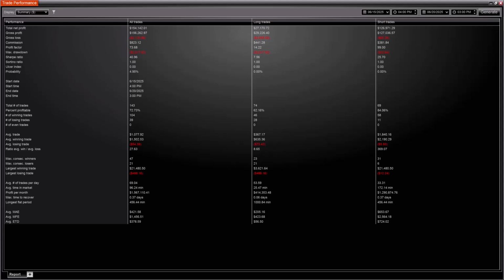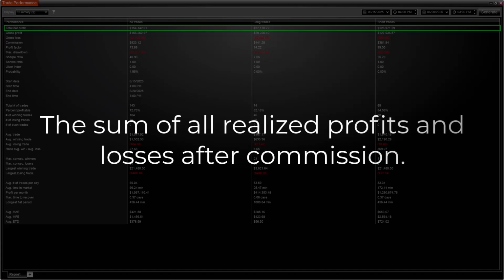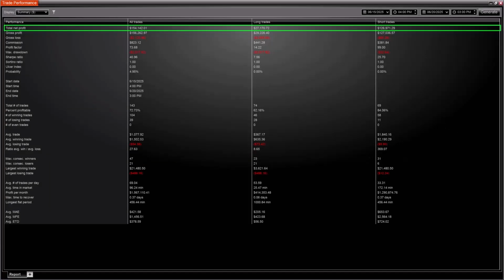Let's find out. Beginning at the top, our first metric is the total net profit. This is the sum of all realized profits and losses after commission. NinjaTrader calculates this by adding up the P&L from every individual trade, entry-exit pair, subtracts commission, and reports the final amount. In Triangulation, this number is accurate mathematically, but incomplete contextually.